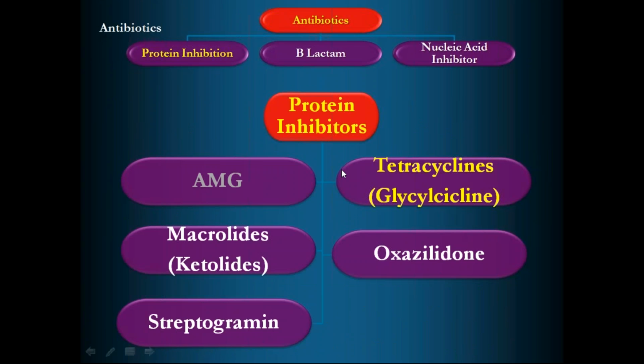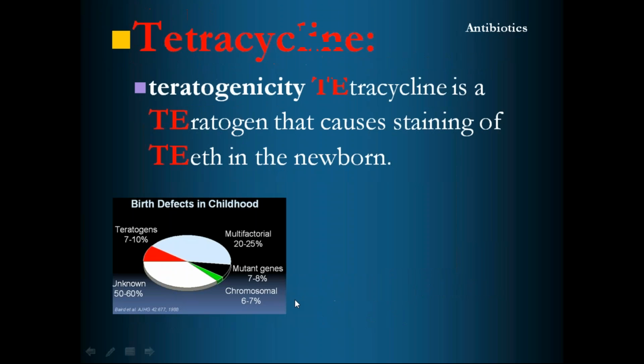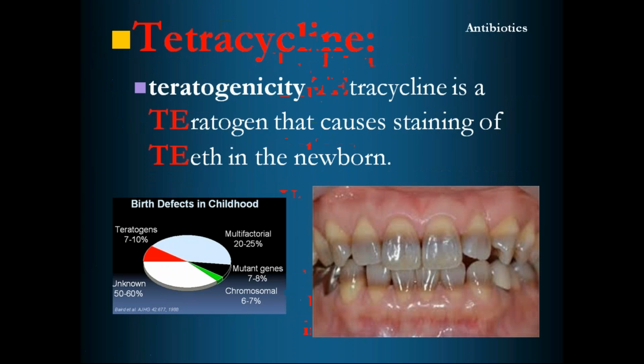Then we have the tetracyclines. What you need to remember is this, right? Too much sun, too much food. They are going to produce photosensitivity or decrease the absorption of the medication. So if you take this medication with food, it is going to decrease absorption of the antibiotic. So what you need to do is take it 1 hour before or 2 hours after the meal, correct? This is one. Oh, here we have the discoloration of the teeth with tetracycline.